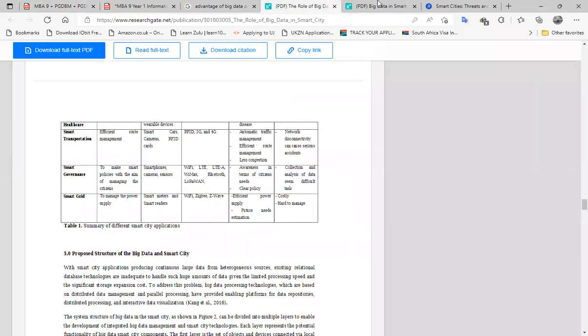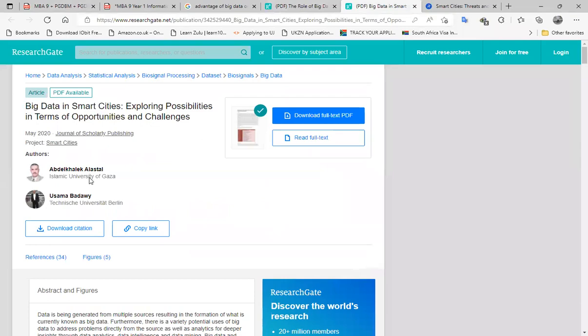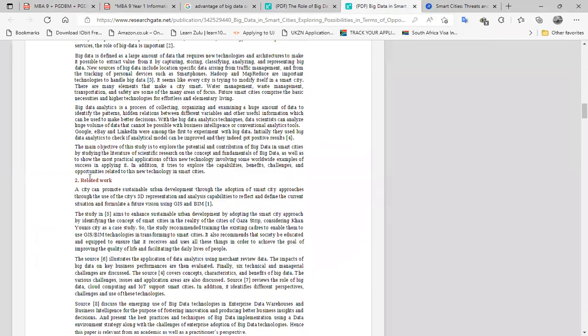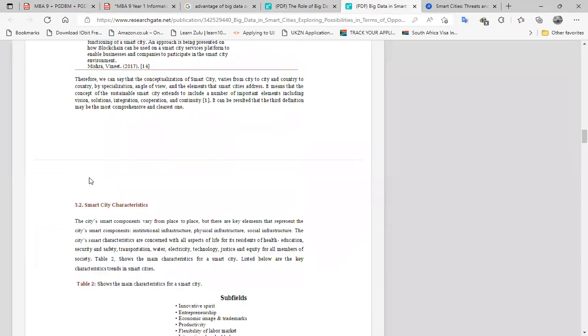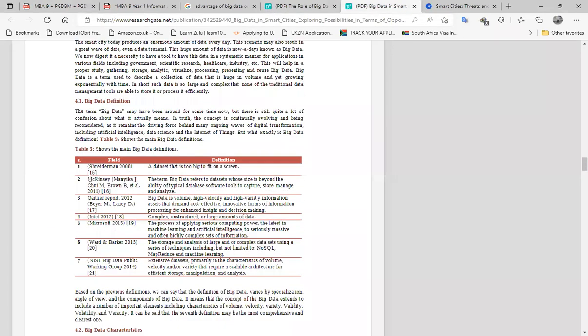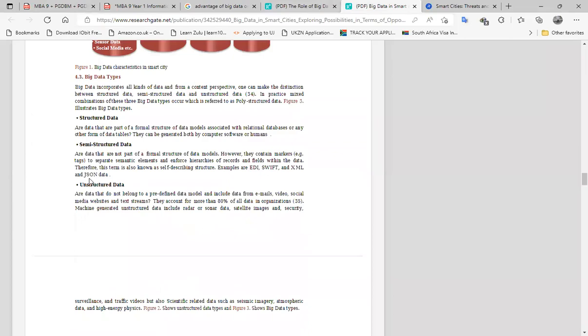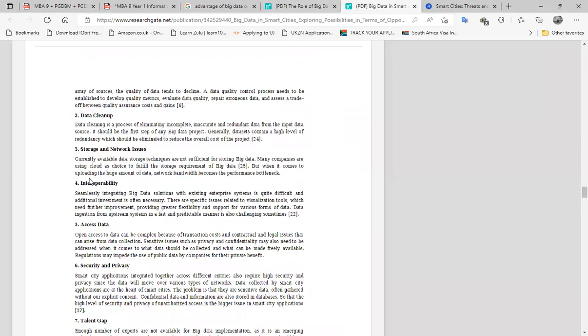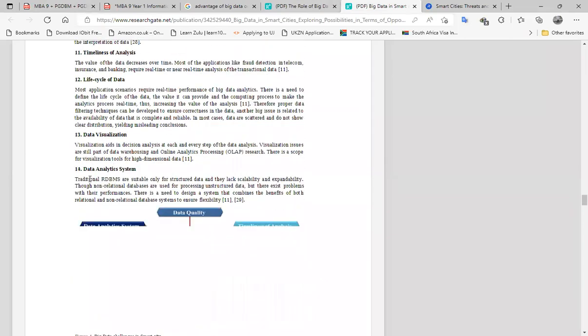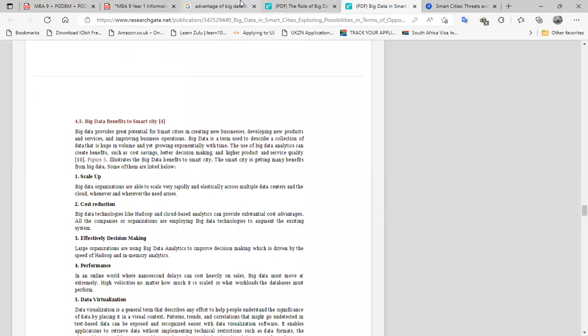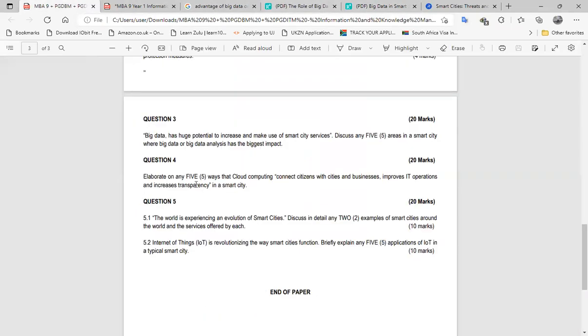Then question 4, elaborate on 5. I need the 5th one. I think, guys, I showed you how to find it, so I think the 5th one you might be able to find, right? Because of time, I might not sift through all of this, but I think I've managed to show you most of the things. So: elaborate on any 5 ways that cloud computing connects citizens with cities and business, improves IT, and so on.